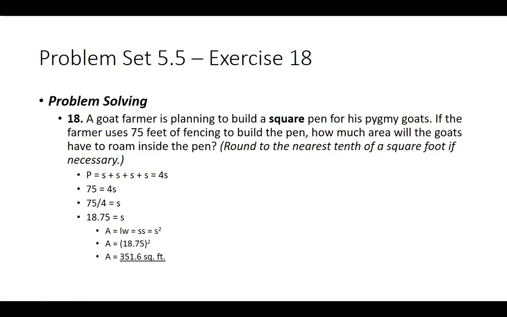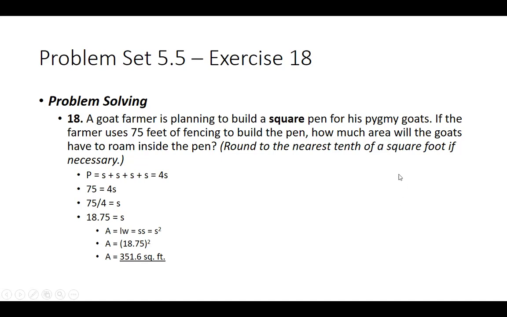Number 18. A goat farmer is planning to build a square pen for his pygmy goats. If the farmer uses 75 feet of fencing to build the pen, how much area will the goats have to roam inside the pen? We're told to round to the nearest tenth of a square foot if necessary. So we're using 75 feet of fencing to build the square pen. That is a perimeter. And for a square, the perimeter would be side plus side plus side plus side, because all the sides would be the same.